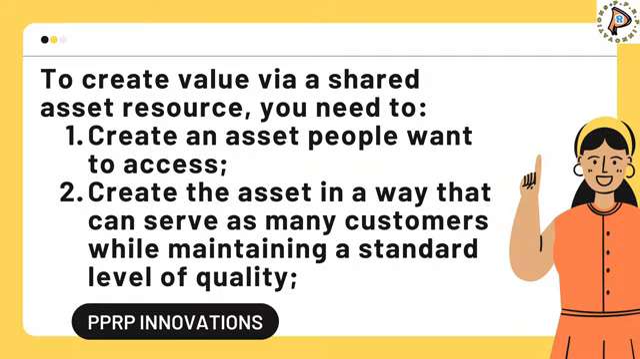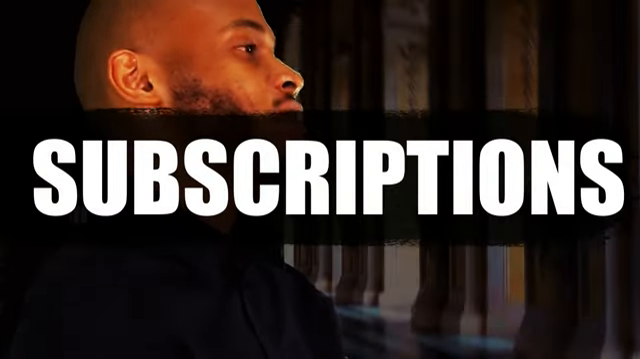To create value via a shared asset resource, you need to be able to do 2 things. 1, create an asset that people want to access. 2, create that asset in a way that it can be shared and serve as many people at the same time. That's important because in order to create an asset that many people can use at the same time, again, you have to ensure that a certain standard level of quality is maintained each and every time.